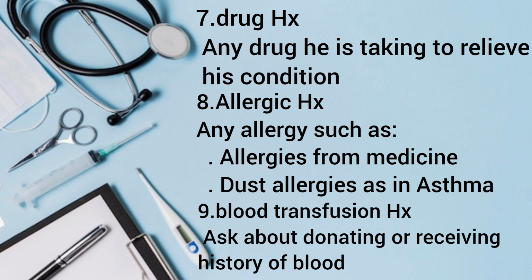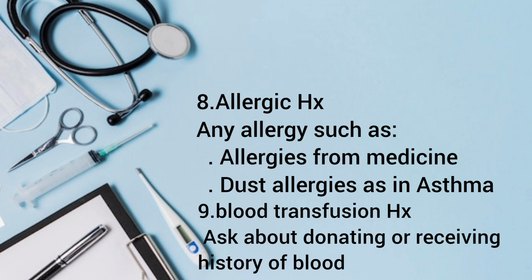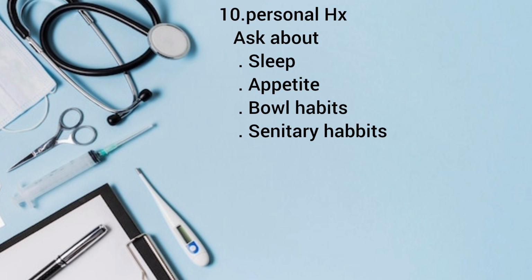Step number 9 is blood transfusion history. Ask about donating or receiving history of blood. Step number 10 is personal history. In personal history we will ask about sleep, appetite, bowel habits, sanitary habits.